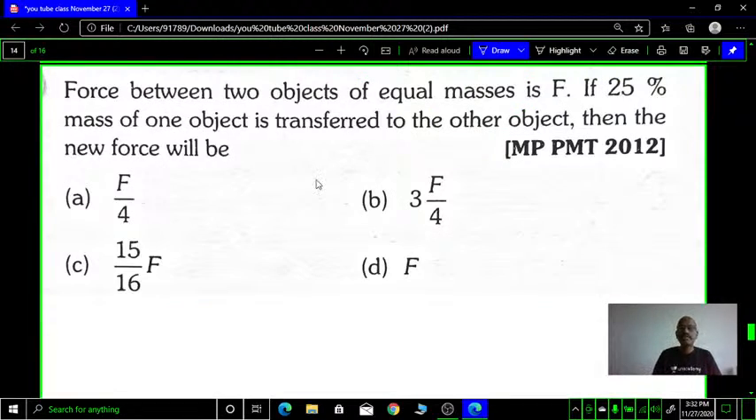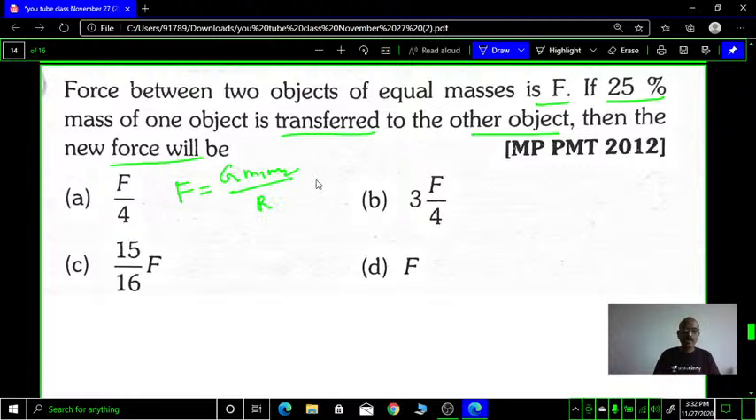Force between two objects of equal masses is F. If 25% of the mass of one object is transferred to the other object, then what would the new force be? We know the force between two masses is capital G M1 M2 by R square. So here we have G by R square.